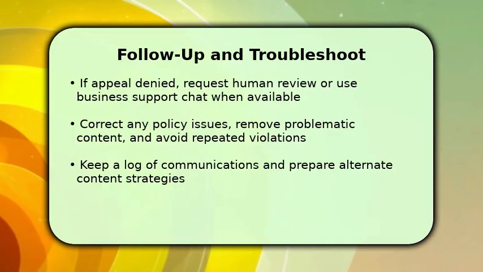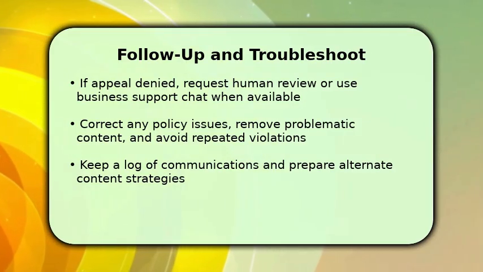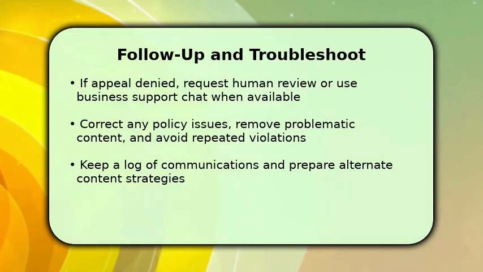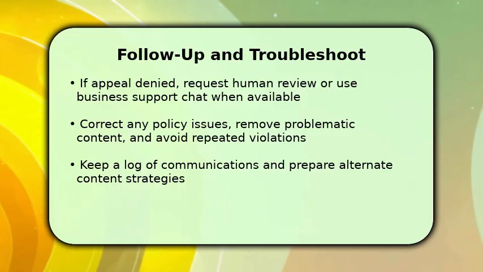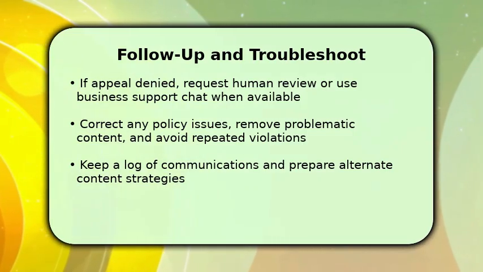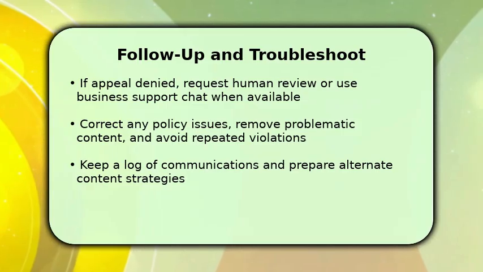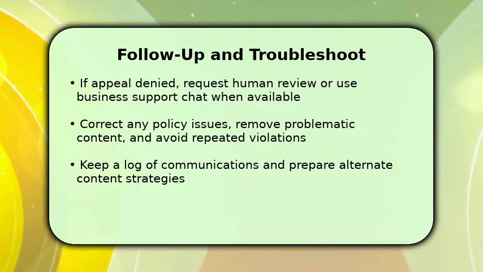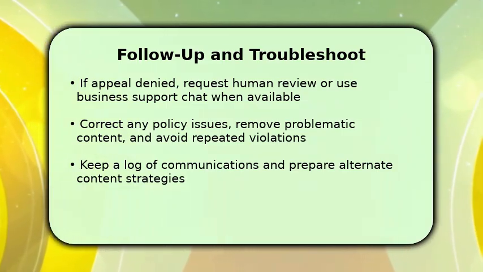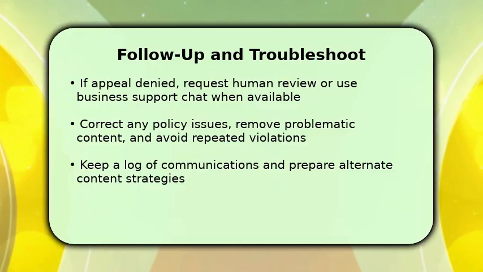Persistence matters. Make any necessary edits or remove content that clearly violates rules and update your posting practices to prevent repeats. Keep a dated log of all messages and decisions so you can escalate if needed. If restoration fails, consider reposting with policy-compliant changes and document how the new version differs. One tip: clear cache or try a different device when checking status.